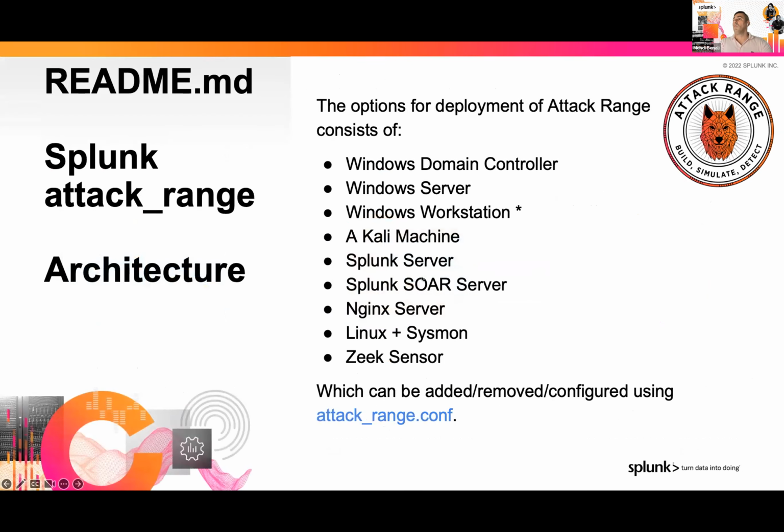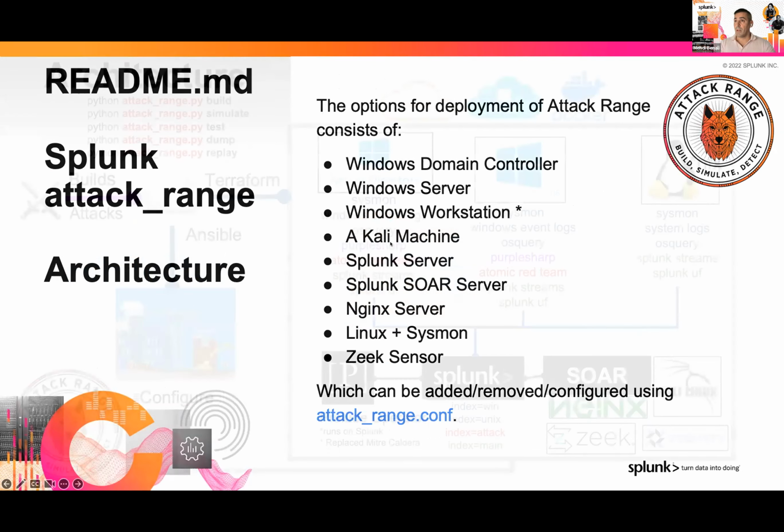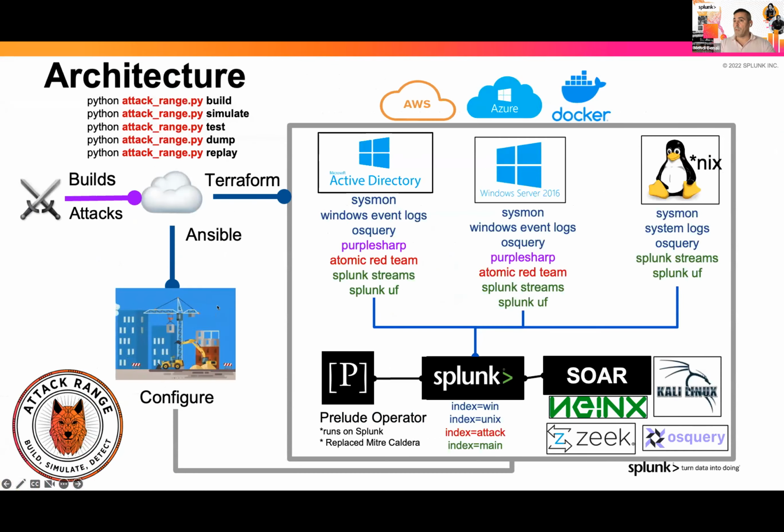All right, okay, so this I explained. So these are the components that you can use and that you can bring into your environment. As I said, behind the scenes, we use Terraform to set up your environment, being in Azure, AWS, or on Docker, and we use Ansible for the configuration part.